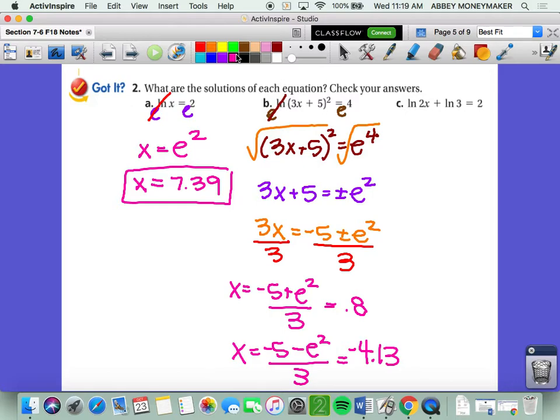All right, let's look at C. Uh-oh, what's going on with C? It's not by itself. Specifically, you got 2 natural logs here, so what do you have to do first? You got to compress them. That's right. Condense is what we used yesterday. What does that plus sign tell me to do? Multiply. So I have the natural log of 6x equals 2. Can y'all solve from there? Let's get it.